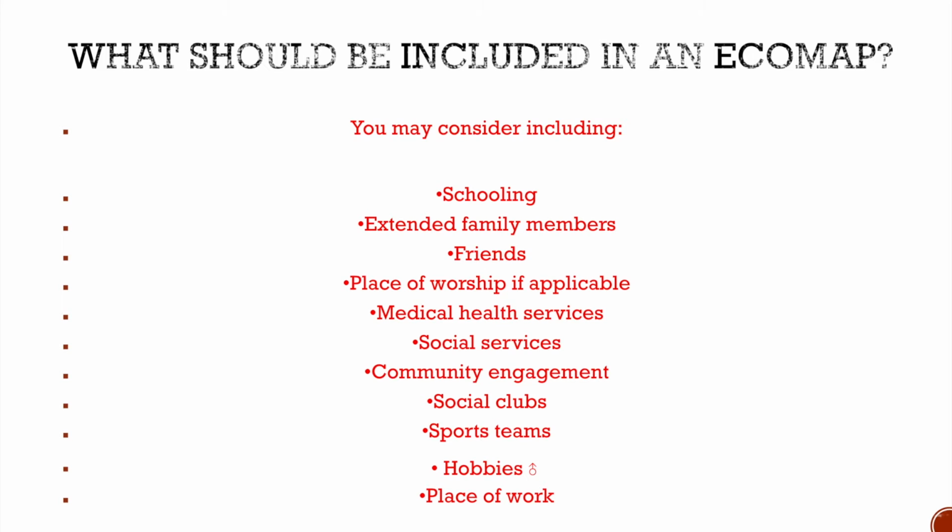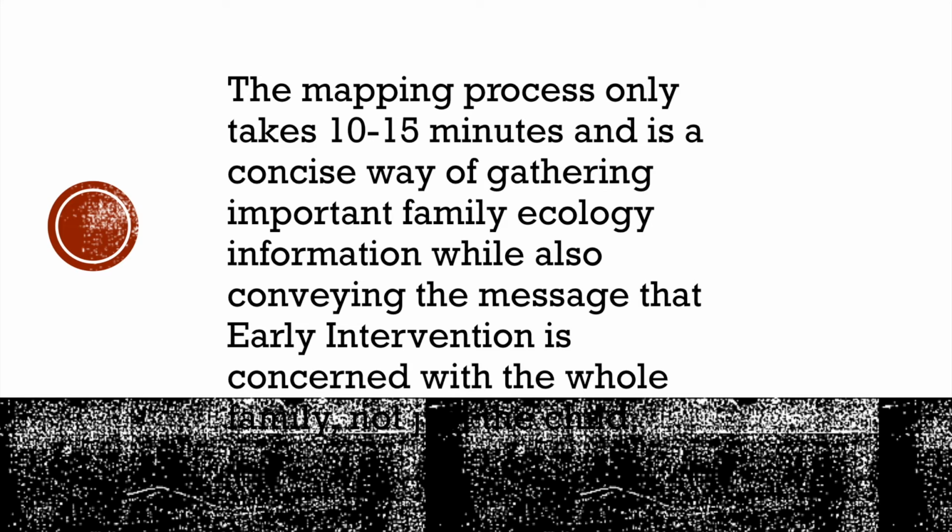When thinking about what should be included inside of the eco map, you can consider these things: schooling, extended family members, friends, place of worship if applicable, medical health services, social services, community engagement, social clubs, sports teams, hobbies, and place of work. The mapping process only takes somewhere around 10 to 15 minutes and is a concise way of gathering important family ecology information while also conveying the message that early intervention is concerned with the whole family.